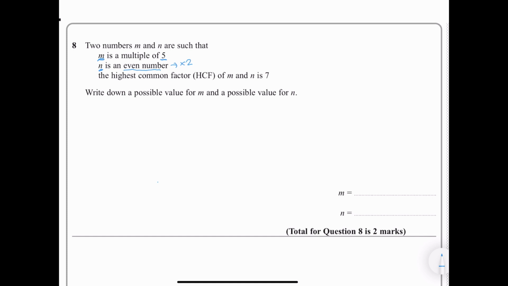Now the highest common factor of m and n is 7, which means 7 can be divided into that number. And I've got to think of some possible values, okay? So there'll be several that we could choose from, but let's see how we can come up with the basic one. So we know n is an even number, and there's a factor of 7 into it. So the easiest way I could do is just multiply those two together. I've got 2 times 7 is 14. Okay, so that's a potential value for n.